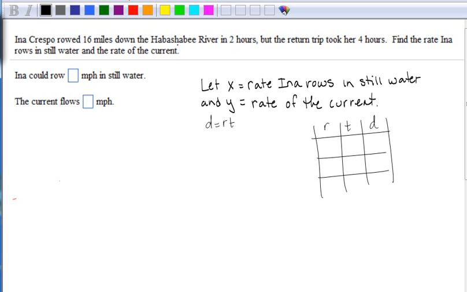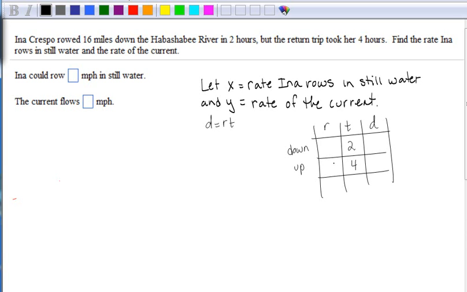We know that Inya rowed down the river in 2 hours, so I'm going to write the words down the river. Okay, the return trip took 4 hours. That's the return trip, so by the way, you can call it up the river, or you can call it the return trip. And now the rates.